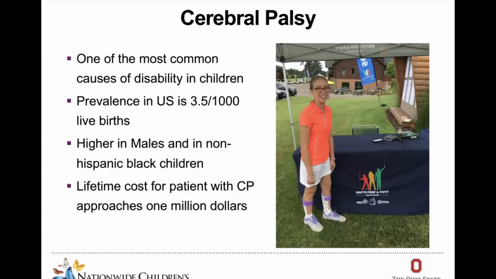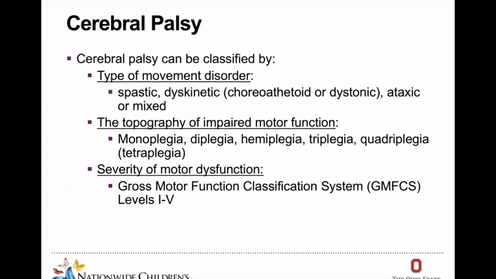It is one of the most common causes of disability in children, with the U.S. prevalence, though I realize I am speaking to an international audience, of almost 3.5 per thousand live births. It is higher in males and non-Hispanic Black children. The interesting thing about investigating permanent treatments for spasticity is that the lifetime cost for these particular patients can approach up to $1 million in medical care, use of medications, and other things. Which is why the use of selective dorsal rhizotomy is particularly attractive.